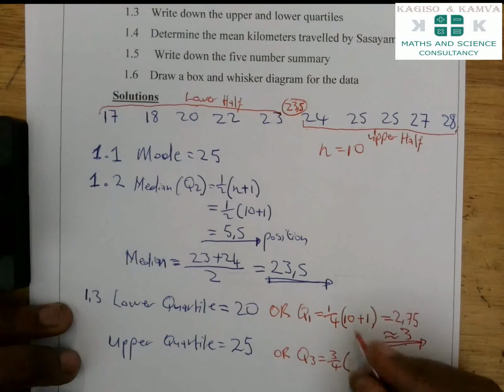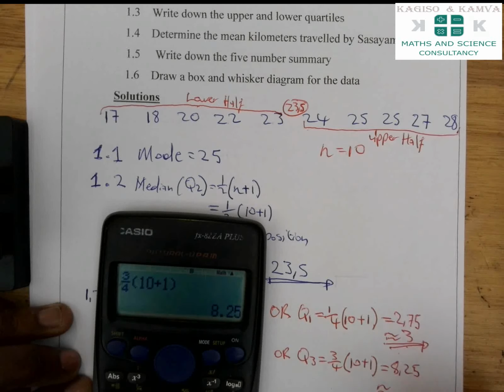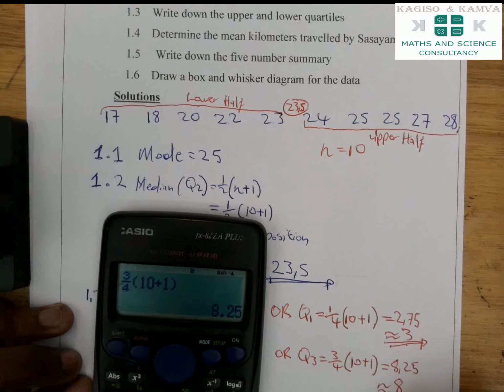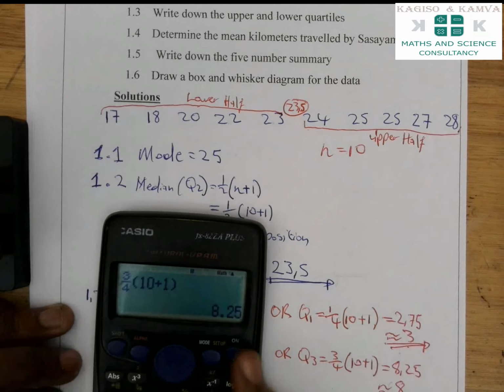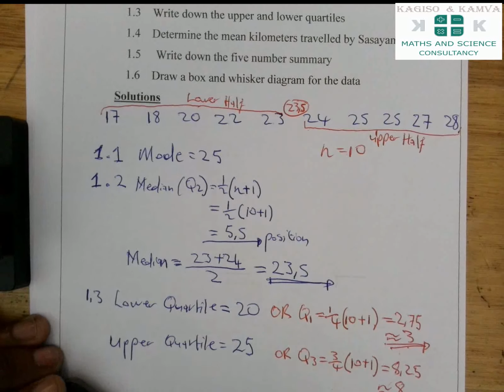We get 8.25. So if you get 8.25, we round it down. So we're going to have what here? We're going to have 8. Also on the 8th position, what do we have? We'll have the upper quartile.